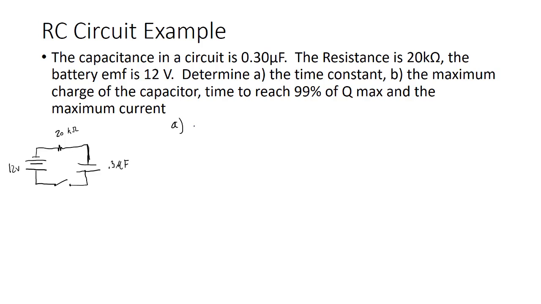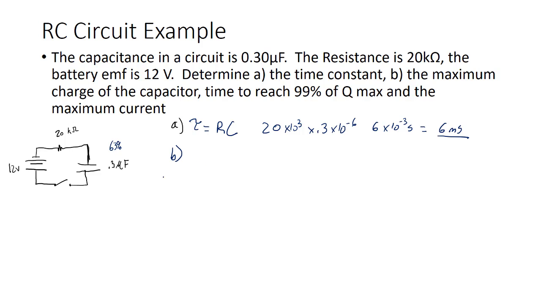And part A says determine the time constant. Well, the time constant, tau, is just given by the resistance of the circuit times the capacitance of the circuit. In this case, that's 20 times 10 to the third times 0.3 times 10 to the negative sixth, which would be 6 times 10 to the negative third seconds, or if you'd prefer, that's 6 milliseconds. So what that means is it takes 6 milliseconds for this capacitor to reach 63% of its full charge.